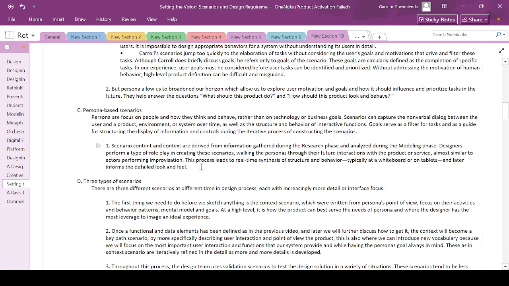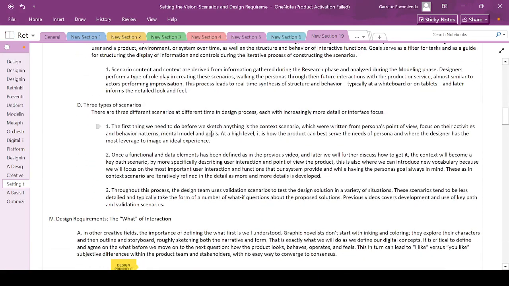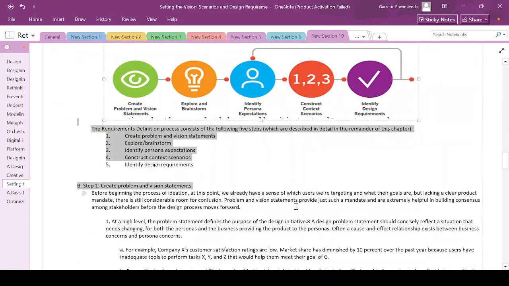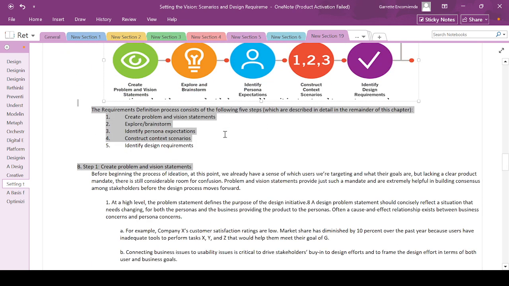Here, scenario, content, and context are derived from information. So, persona-based scenarios. These scenarios are the ones that we will use to create this context scenario, to create this list of requirements. So after this, the concepts we've learned in the previous video on how to actually use this list as a basis for our further research and design or the technical requirements is just a reiteration. So we make it easy to implement or to innovate on the detailed level if we know this.